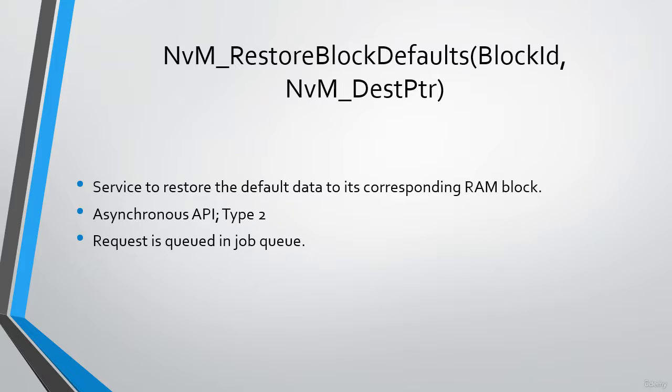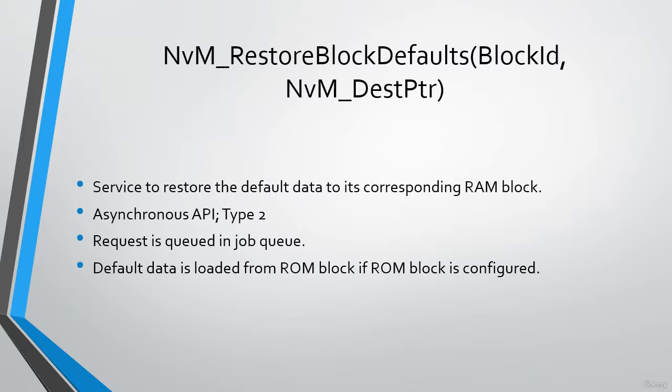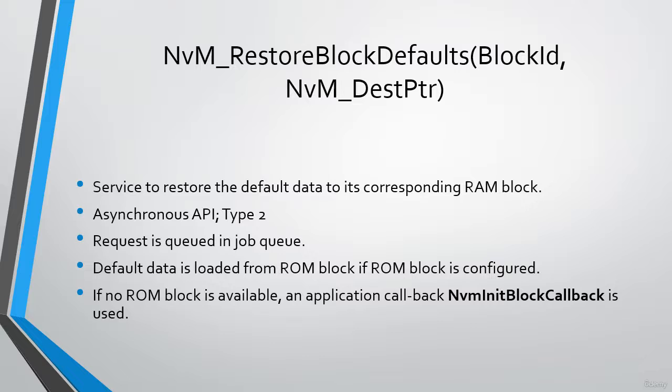The request here is queued, just like the previous one. Whenever a request is there, it will be queued. And the default data can be loaded from ROM block if ROM block is configured. Okay, so if it is configured, we can directly fetch the default data from ROM block. Now, if no ROM block is available, then an application callback, NVM init block callback, is used. So we can provide either of these. First is to give a ROM block, or second option is to give a callback in which we provide the default values.